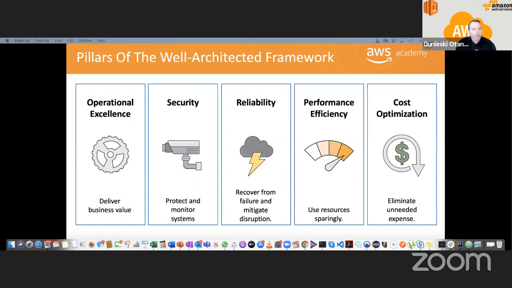Your business needs to operate excellently. It needs to be secure. It needs to be reliable, perform efficiently, and be cost optimized. So when you have these five pillars in action, then you can say that your architecture is well architected.